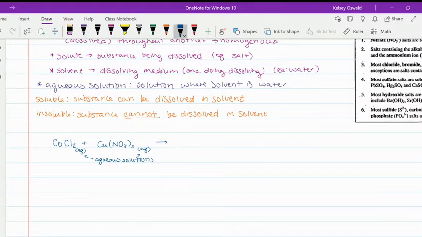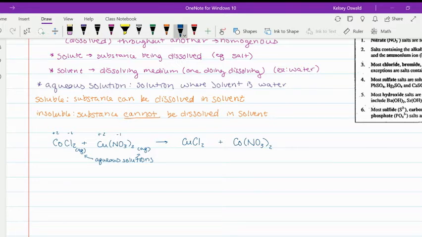When we want to predict our products here, remember that for a double replacement reaction, our two positive ions switch places. So we now have our positive copper ion bonded to that negative chlorine. Copper is +2, chlorine is -1, so that forms CuCl2. Then that positive cobalt is going to be attracted to that negative nitrate, so you end up with cobalt(II) nitrate. Again, cobalt is +2, nitrate is -1, so you need two of those nitrates.